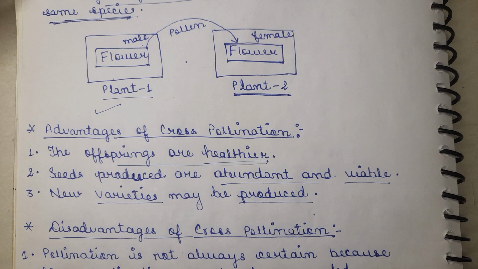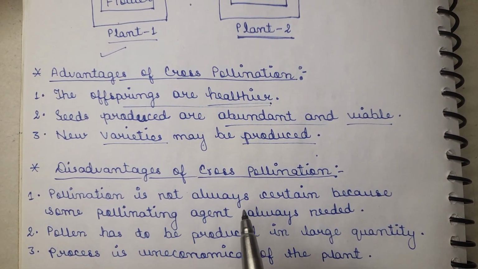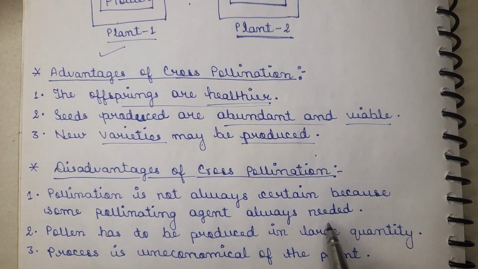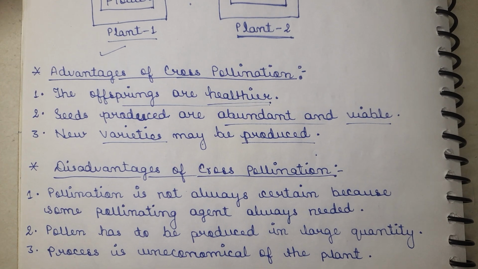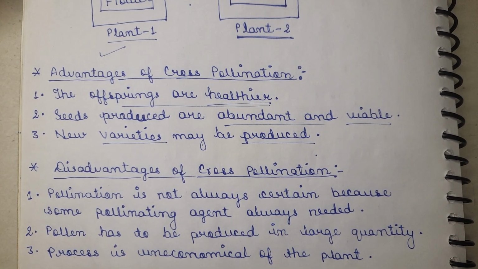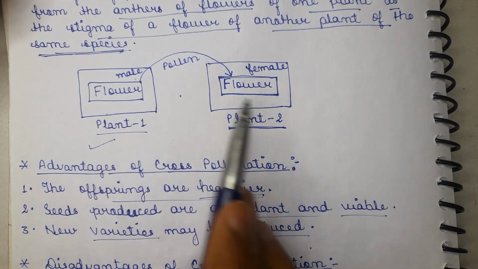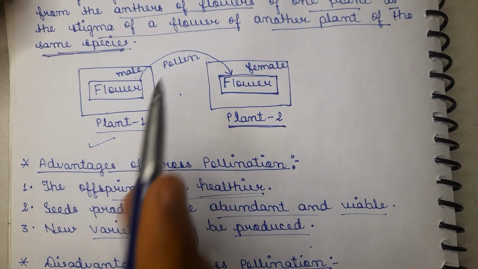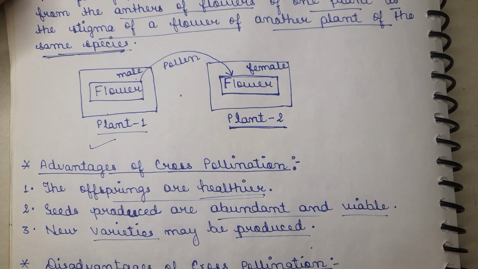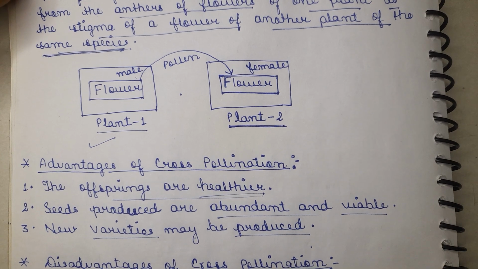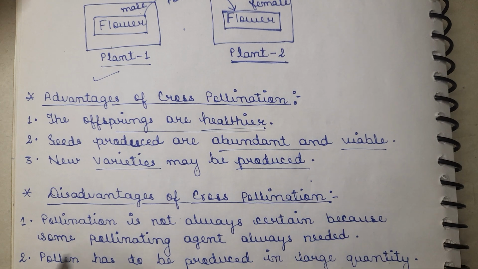Now the disadvantages of cross pollination. Pollination is not always certain, because a pollinating agent is always needed, which may or may not be available at the proper time. There is always a need for a pollinator to transfer pollen grains, as we are transferring them from the flower of one plant to the flower of another plant. So there is always a need for an agent. It may be any insect, wind, or water. This is the main disadvantage of cross pollination.